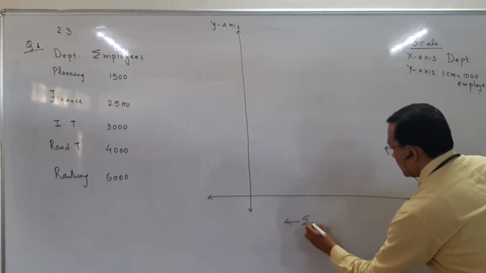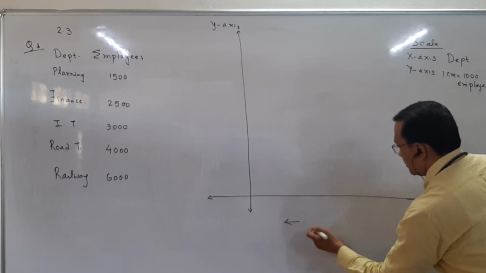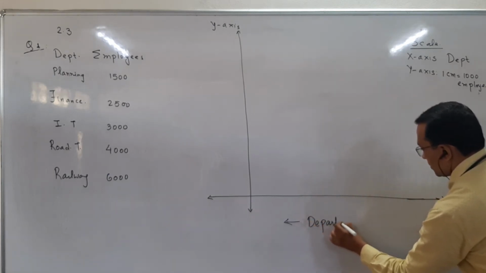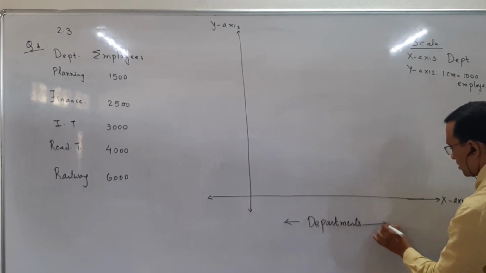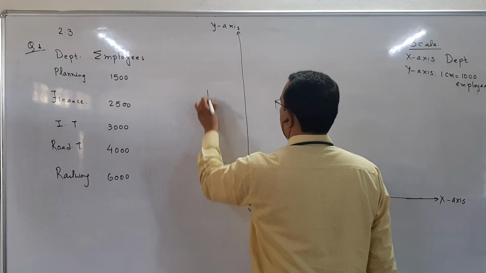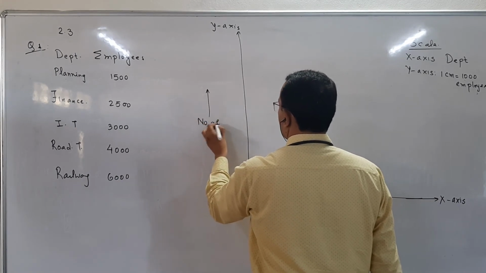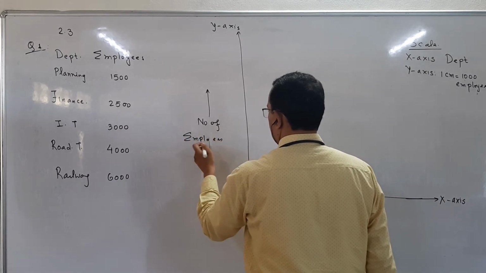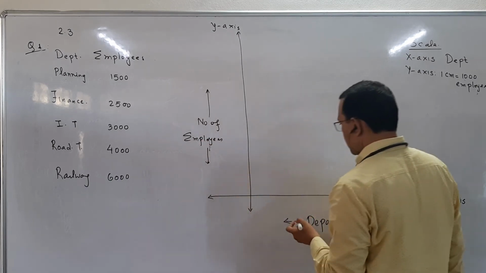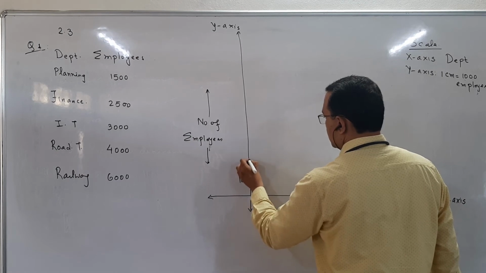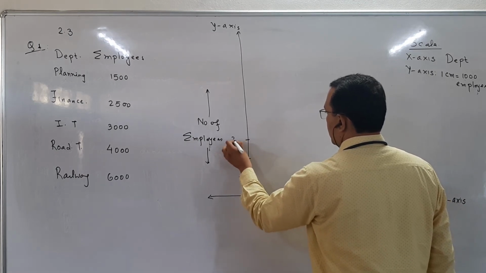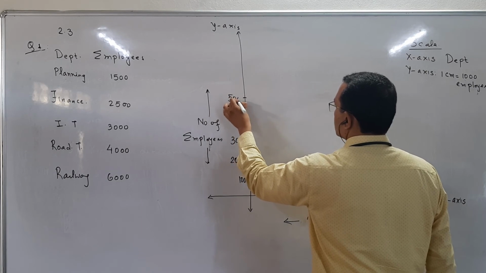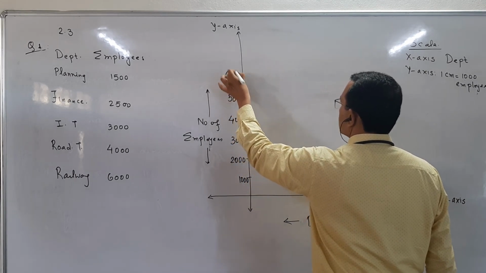So on the x-axis we have various government departments. Let us write departments. And on the y-axis we write number of employees. This is y, students. Scale: at the first box you write 1000, at the second box 2000, at the third box 3000, at the fourth box 4000, fifth box 5000, and sixth box 6000.